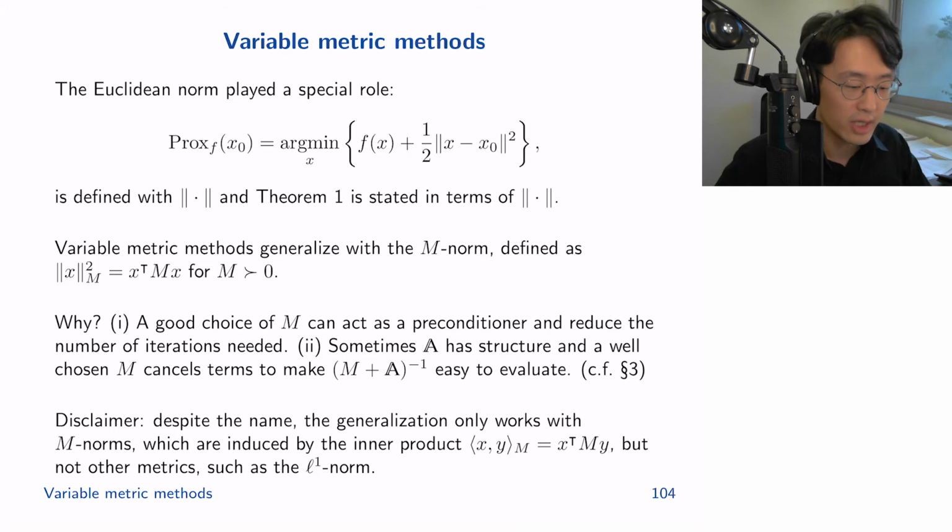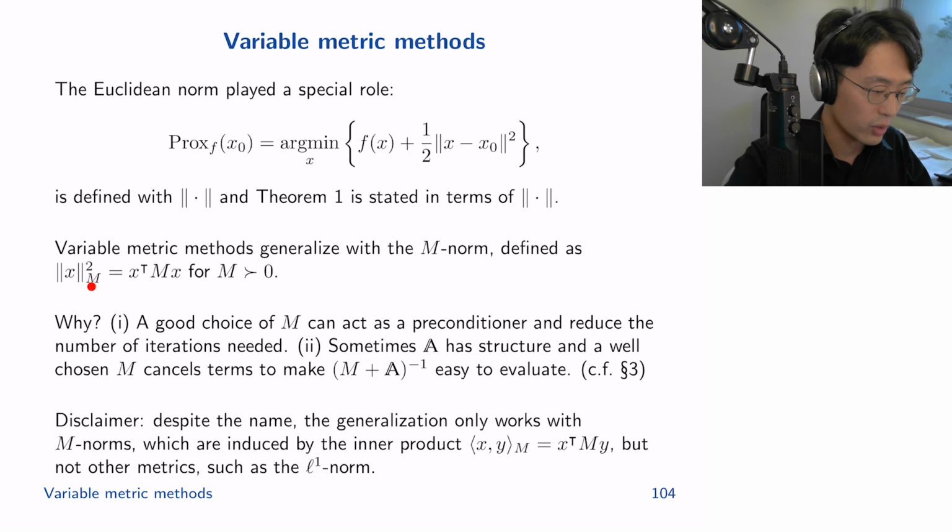Variable metric methods generalize to the case where we have M norms, rather than the Euclidean norm. The M norm is defined as: the M norm squared is x transpose Mx, where M is a positive definite matrix.